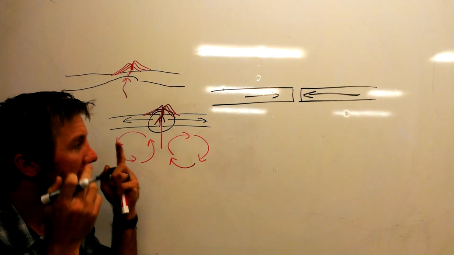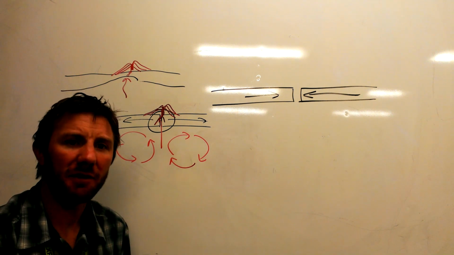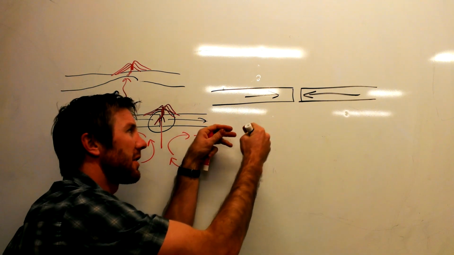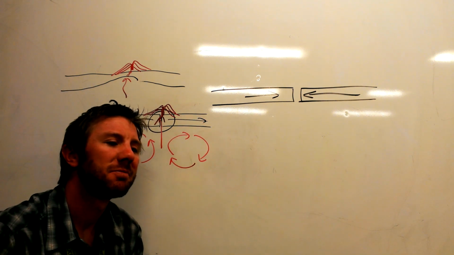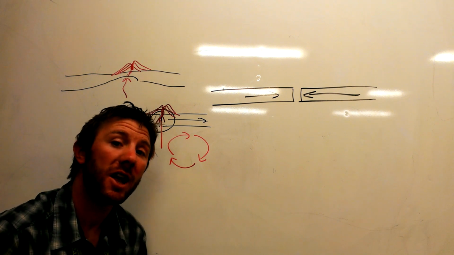So, tonight, think about what happens when two plates come together. This is kind of a several-stepped question for you. Two plates come together, something usually happens. When that happens, how does that result in a volcano?